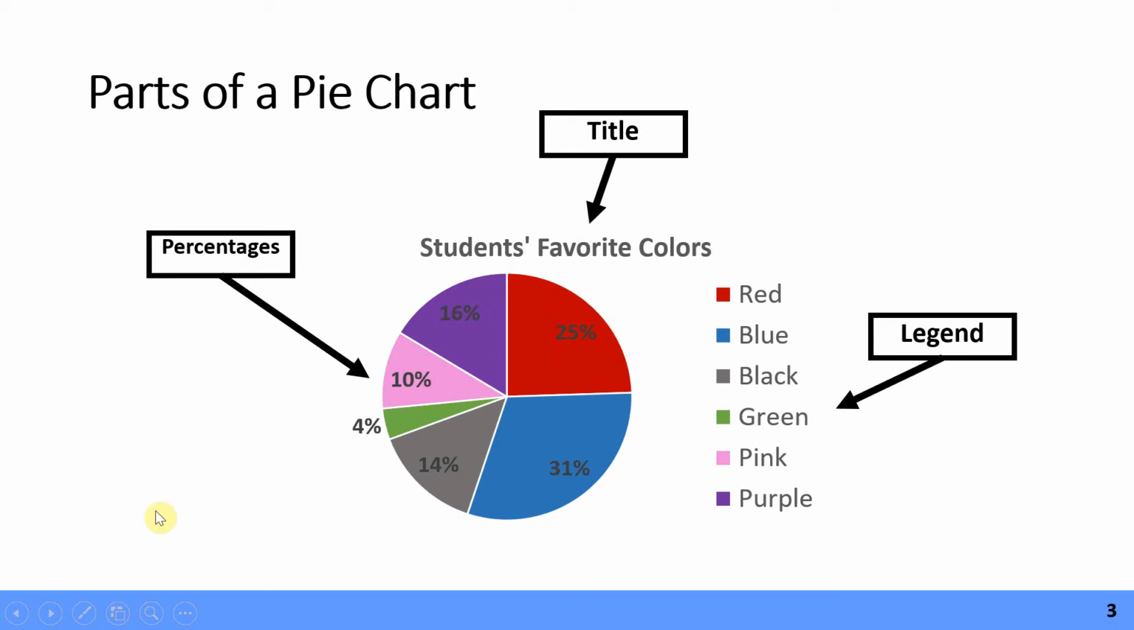So again, when you make a pie chart, make sure you have these three things in there. Give it a title so we know what you're talking about. Make sure you put a legend so we know what every color represents. And then go ahead and put your percentages so we can have them very nicely, and then we can actually calculate that it adds up to 100%. So those three things are essential in a pie chart.